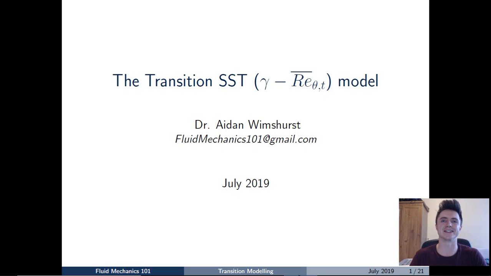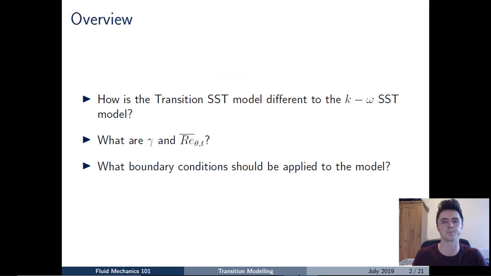Hello everyone, this is Aidan for Fluid Mechanics 101, and today I'm going to talk to you about the Transition SST model, also known as the Gamma Re-theta turbulence model.